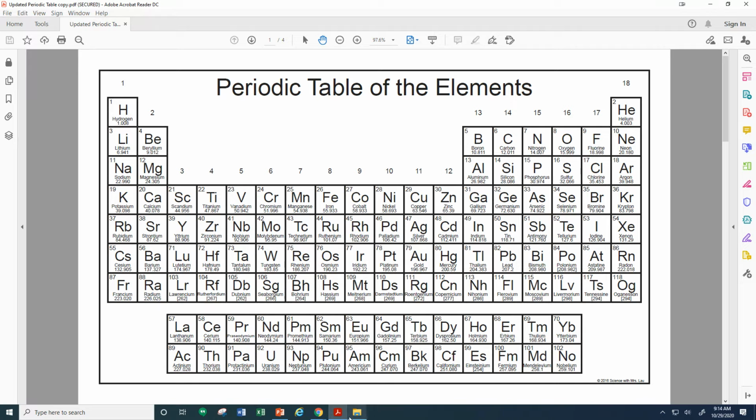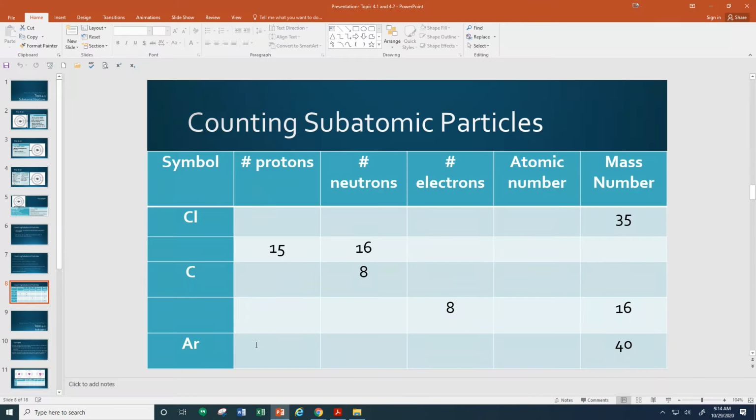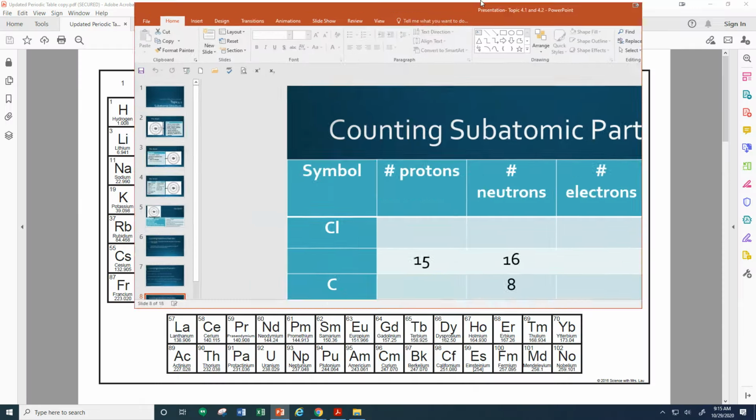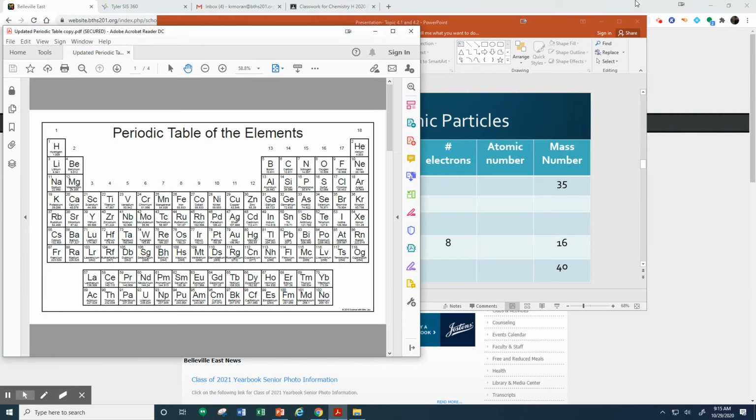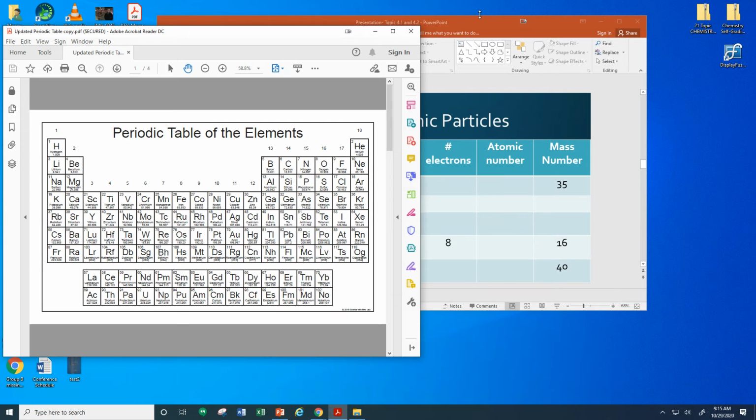So going back to our PowerPoint, we have counting subatomic particles. So we have our symbol of our element, we have Cl, and so what we want to figure out is how many protons, neutrons, electrons does it have, what is its atomic number, and what's its mass number. So I'm going to type this in and flip between my screens. So the first thing I can see is that I have Cl, and let me split screen. That might just be a little bit easier.